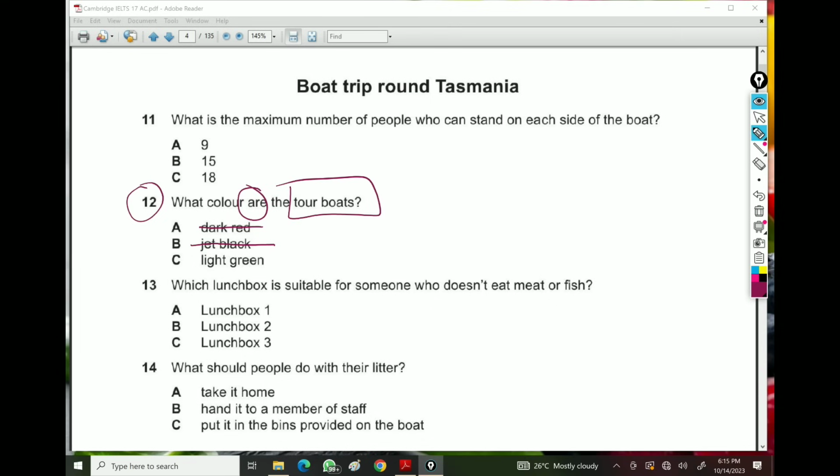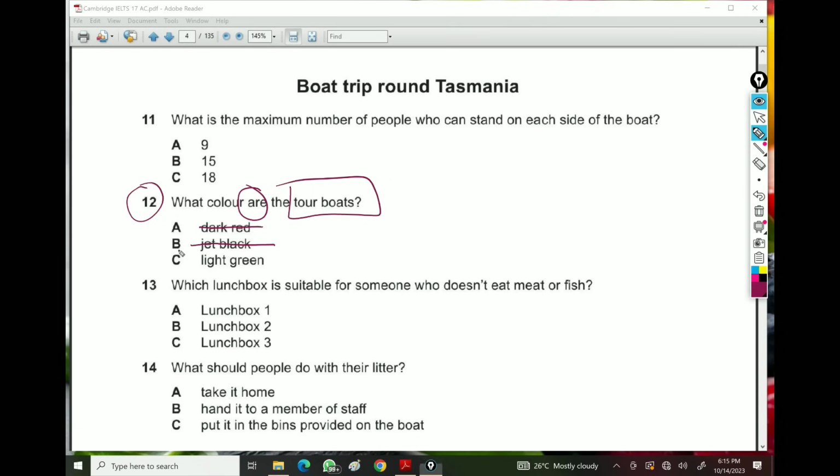And a light green exterior. So what color are the tour boats? Light green exterior. Correct answer is C. On your answer sheet, you will write C as the right answer.